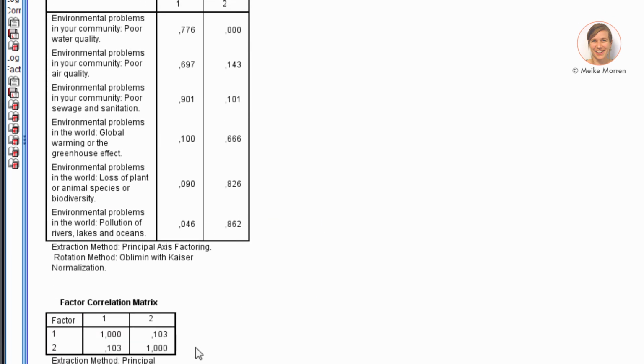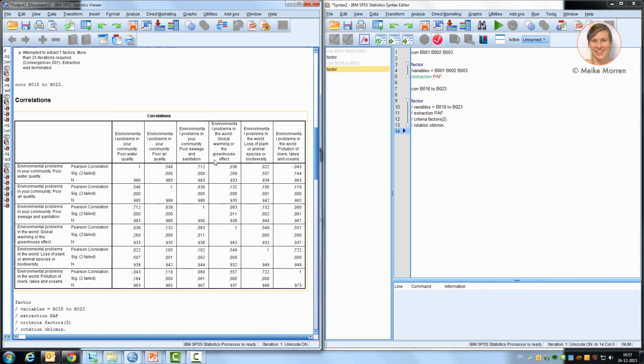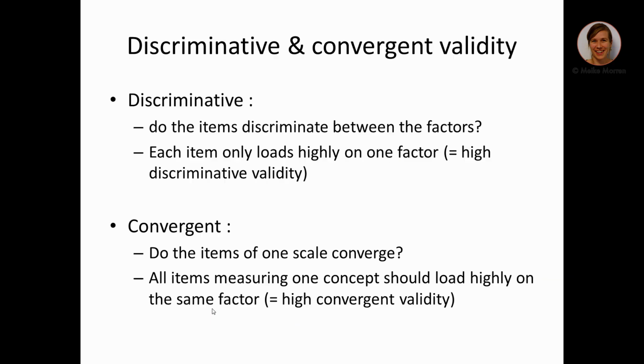Now, in this last matrix, you can view how they are correlated. So what can this tell us about the validity of the scale? We have two concepts here that are of vital importance: discriminant and convergent validity. The discriminant validity identifies whether the items really discriminate between the factors. When each item only loads highly on one factor, it means you have a high discriminant validity, since the items only are indicative of one factor.